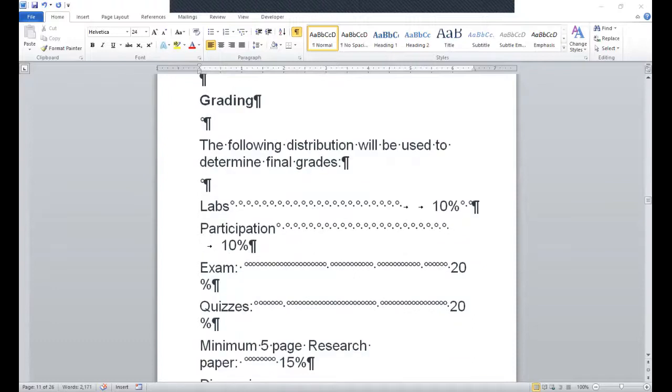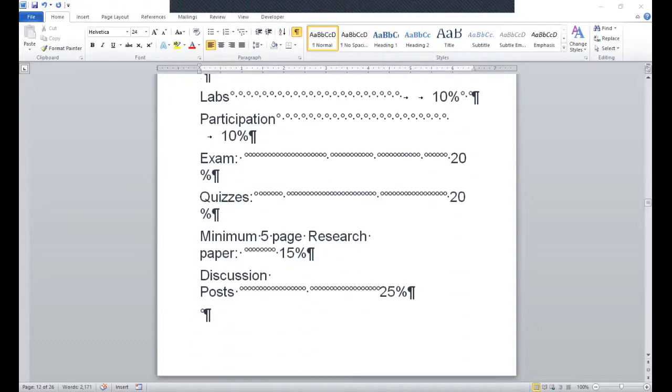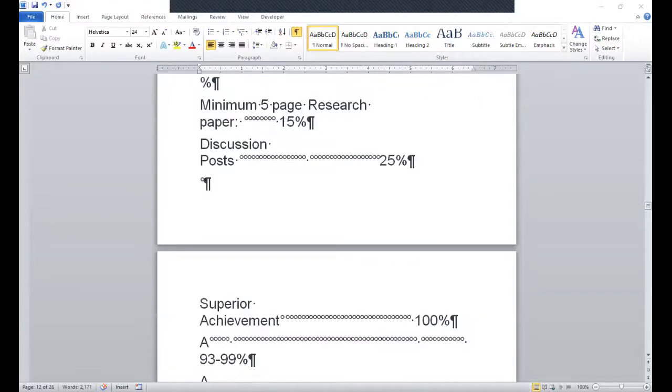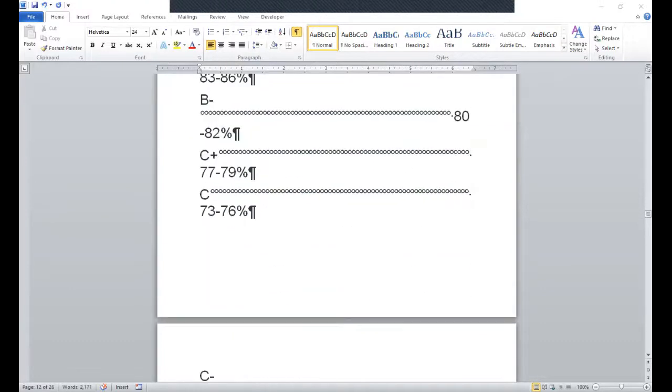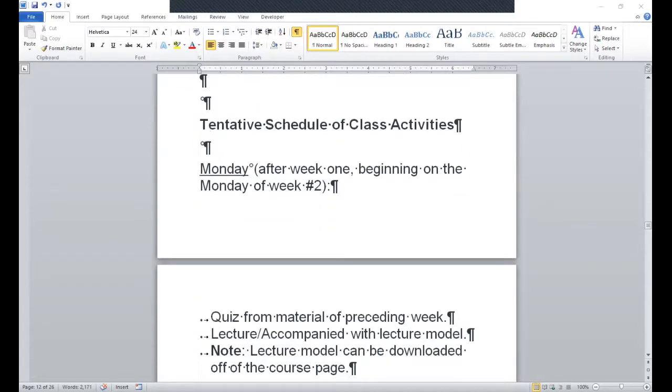Grading, you can check the grading out on your own. Grading scale, and here's a tentative schedule. This is probably one of the two or three things that I wanted to talk about visually to you, rather than have you read it.